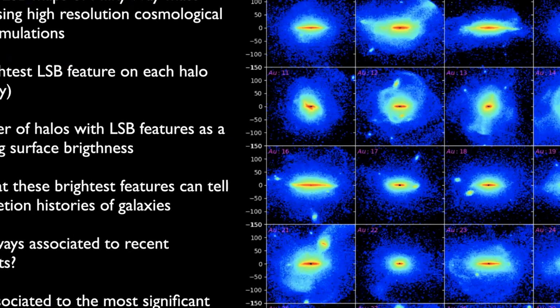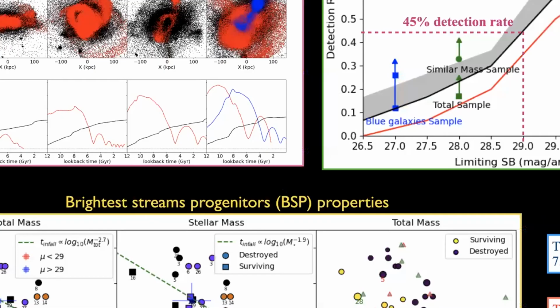fraction of model galaxies that show LSB features as a function of limiting surface brightness magnitude, understand what these brighter features are telling us about the recent or late accretion histories of the galaxies, and learn whether these events are always associated with the most recent events, and whether these brightest stream progenitors are always associated with the most significant contributors of the stellar halo of the galaxies.